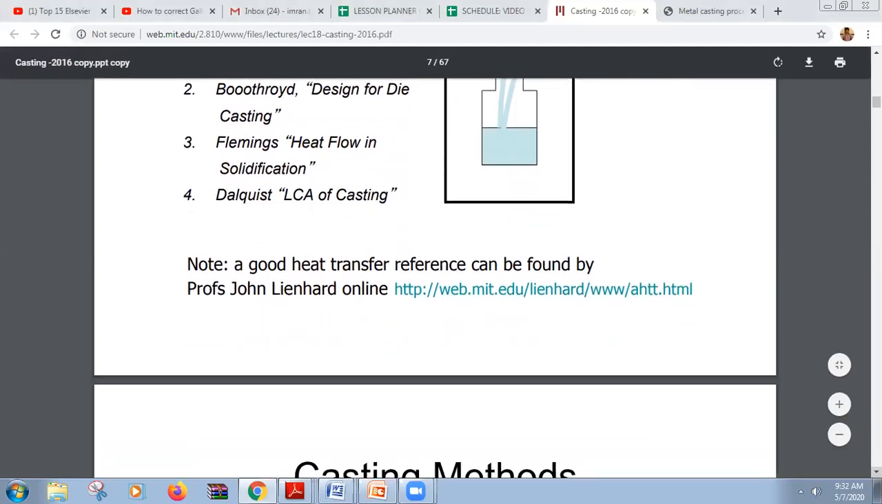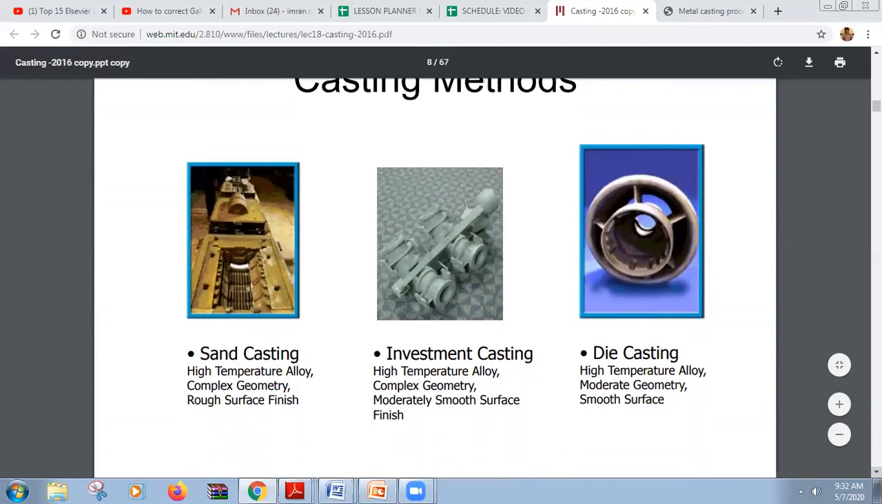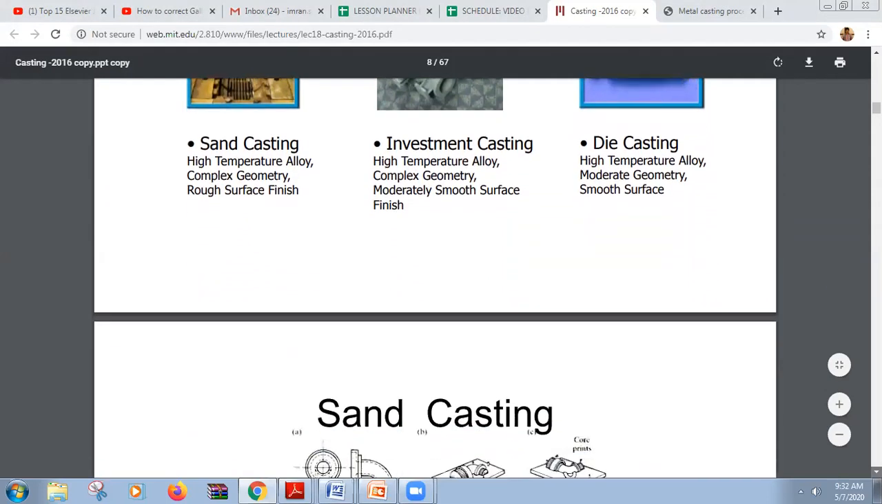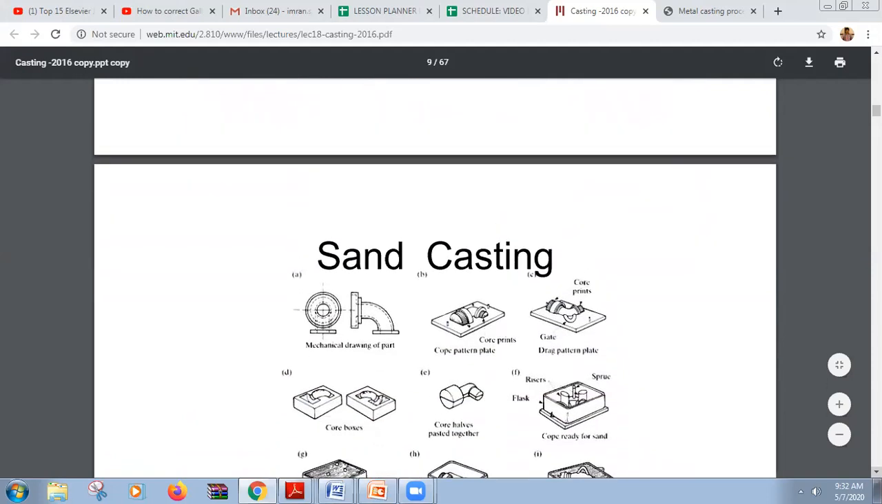Now come to the second slide, casting methods. You will be knowing what are different types of casting methods. These are the figures that are given. We'll be discussing every type of casting in detail later on. First of all, we need to know what casting is and how this process takes place. So this is the sand casting, and you can see a number of parts or components.